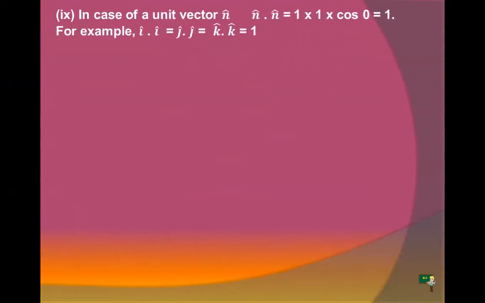Let's see the ninth property. In the case of a unit vector n cap, n dot n is equal to 1 into cos 0, which is equal to 1. As you know, cos 0 is equal to 1. For example, i cap dot i cap is equal to j cap dot j cap, which is equal to k cap dot k cap, which all are equal to 1.